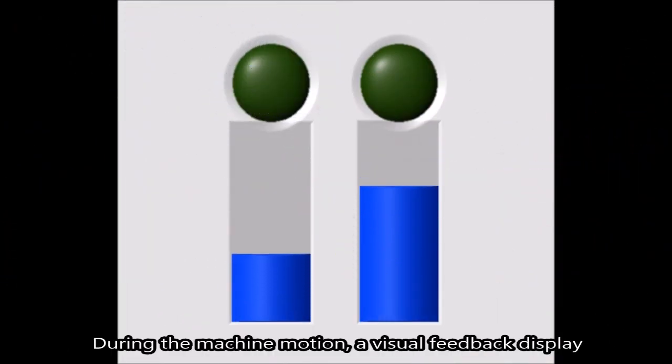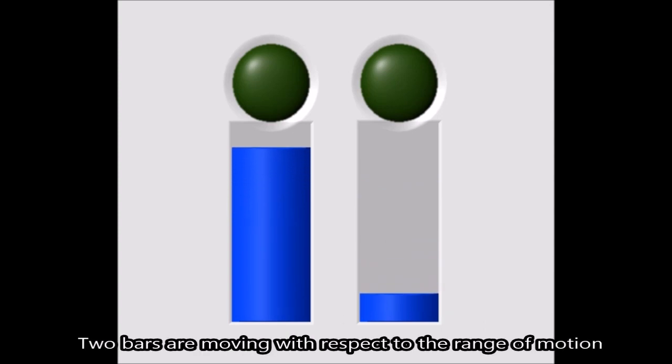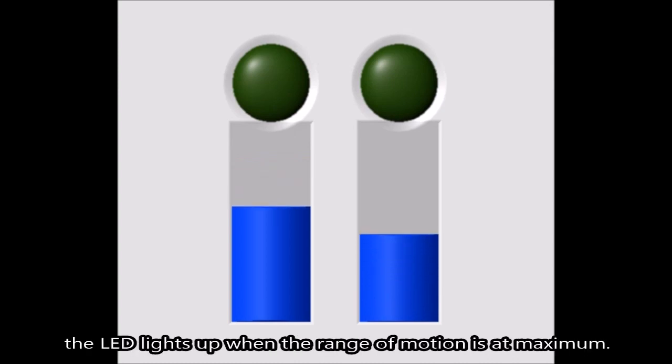During the machine motion, a visual feedback display is placed in front of the patient. Two bars are moving with respect to the range of motion of the two limbs of patient, and the LED lights up when the range of motion is at maximum.